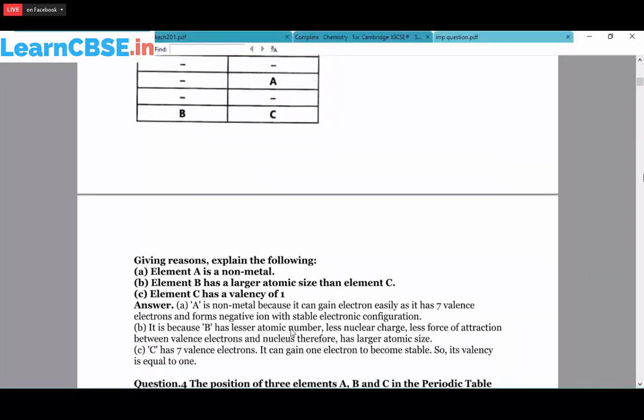It's because B has the lesser atomic number, so less nuclear charge and less force of attraction between the valence electrons and the nucleus. Therefore it has the larger atomic size.